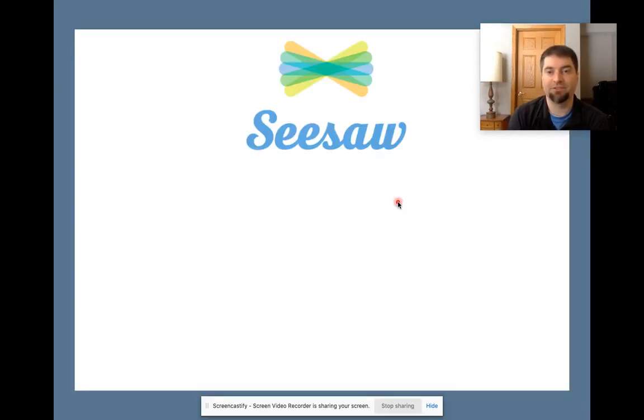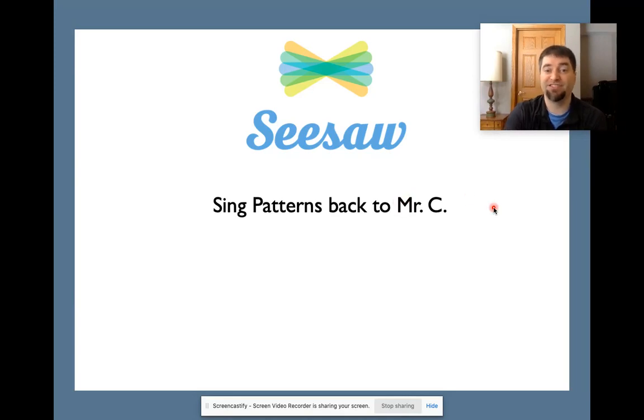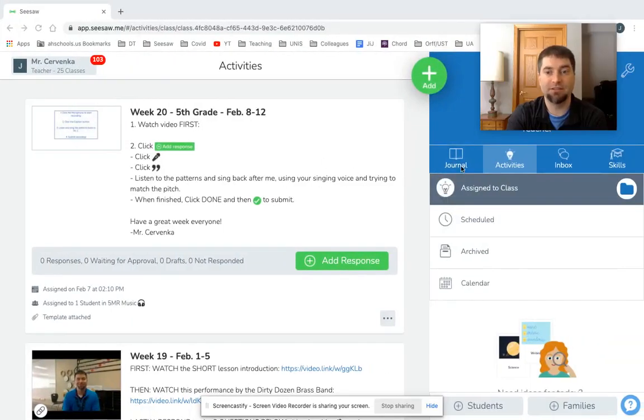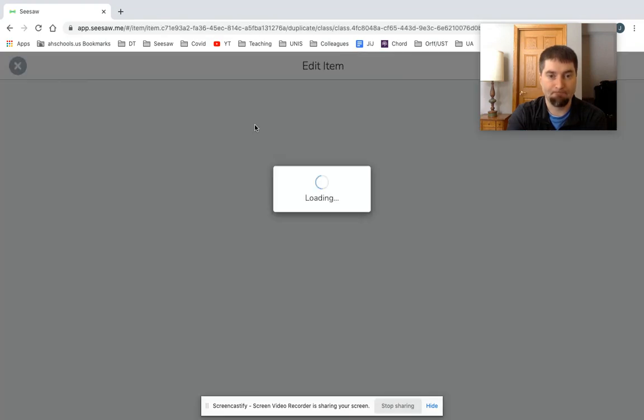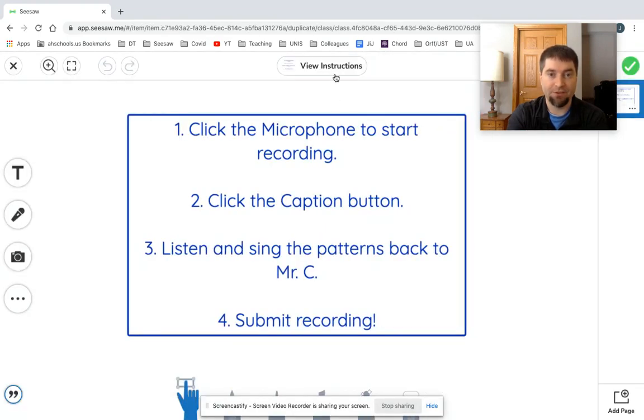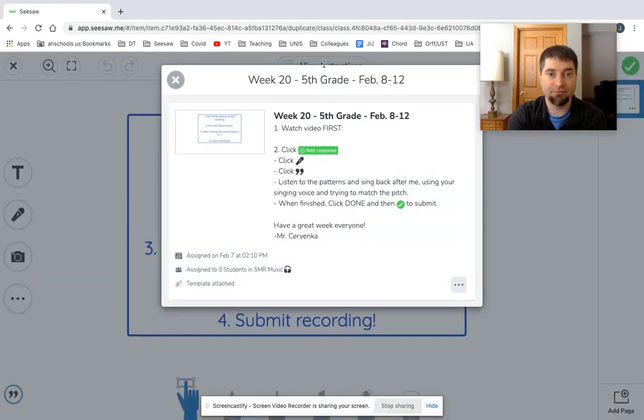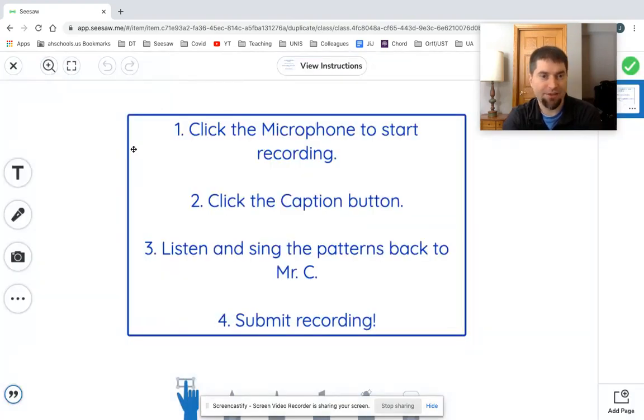All right, so that brings us to the end. Your Seesaw assignment for today is just to sing 2 patterns back to me, and I'm going to show you real quick how to do that. If I go over to my Seesaw activity, here are directions that you are welcome to read. When you're ready, you're going to click Add Response. If you need to review the instructions, you can click on View Instructions. There's also some written here.